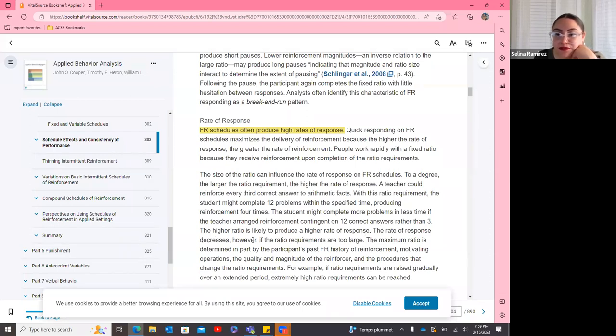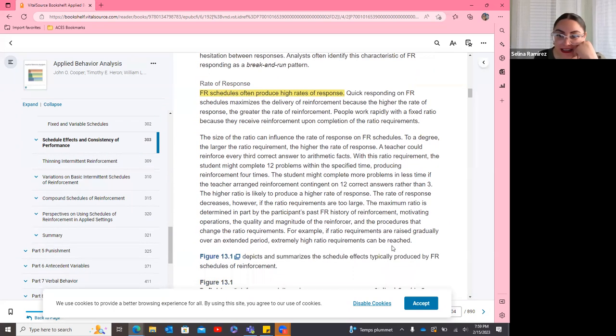The rate of response decreases, however, if the ratio requirements are too large. Oh, we know about that, right? What happens if the requirement is too large?